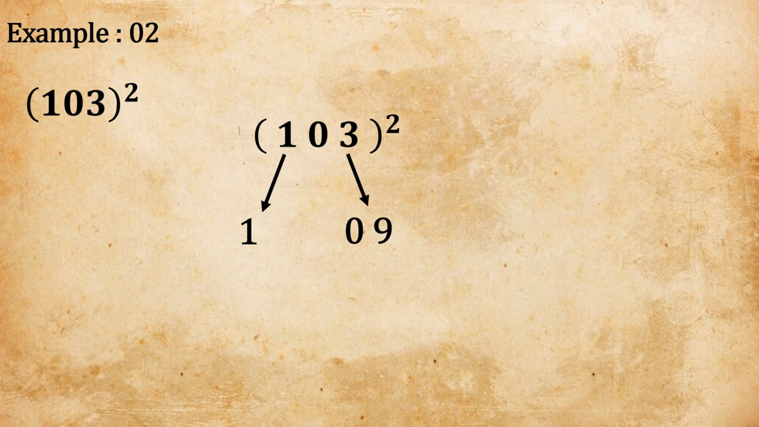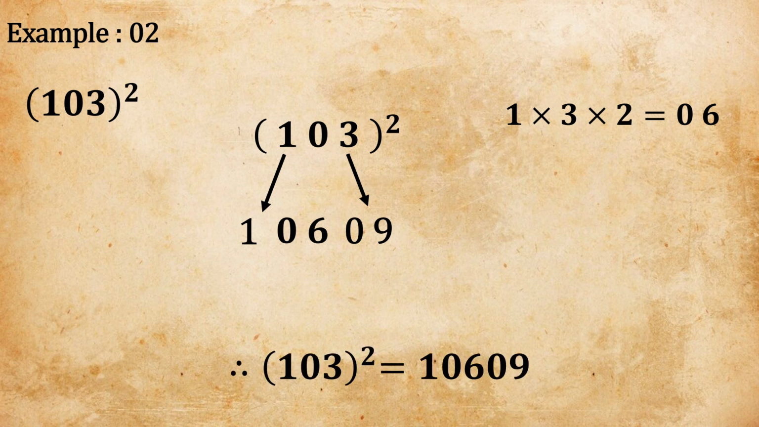Now multiply 1, 3, 2. Again, we write it as 06 to keep it 2 digits. And this is the square of 103.